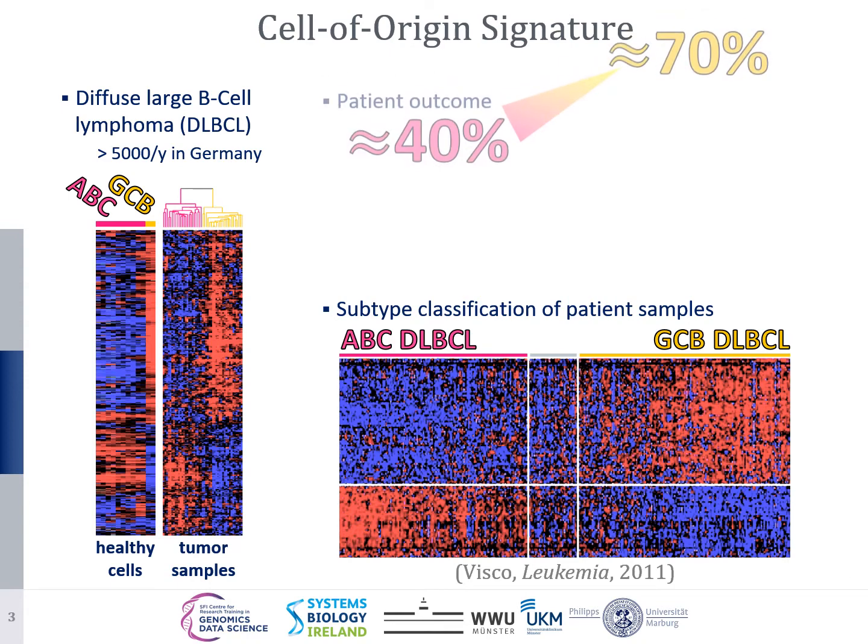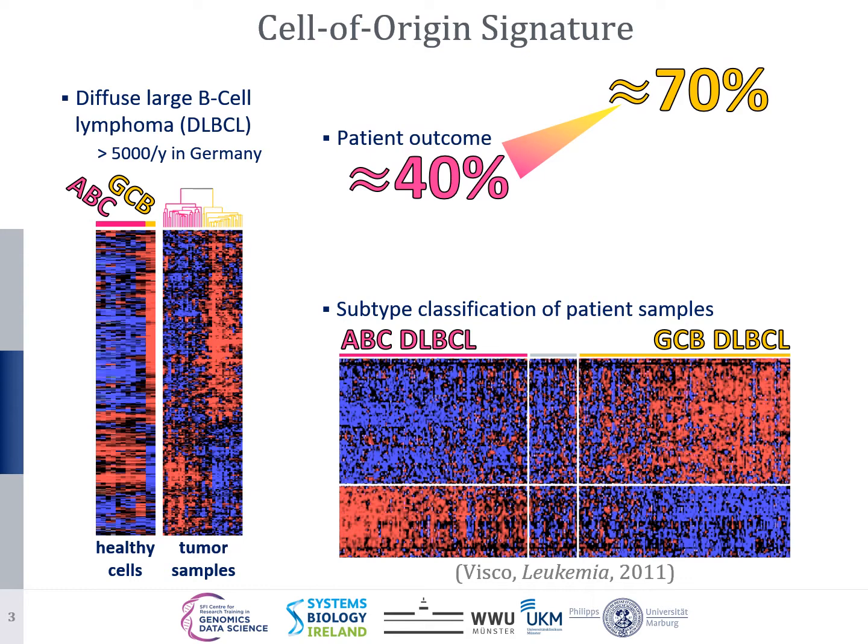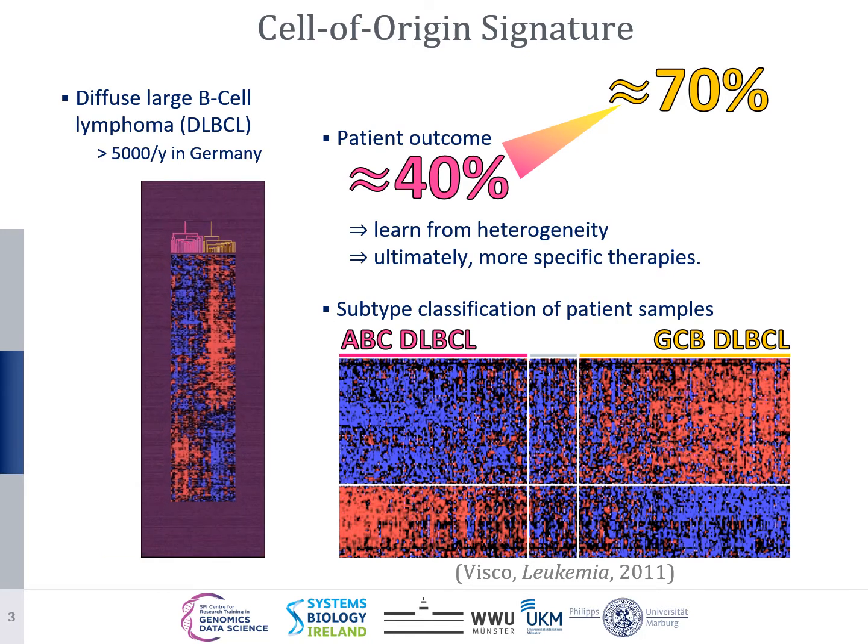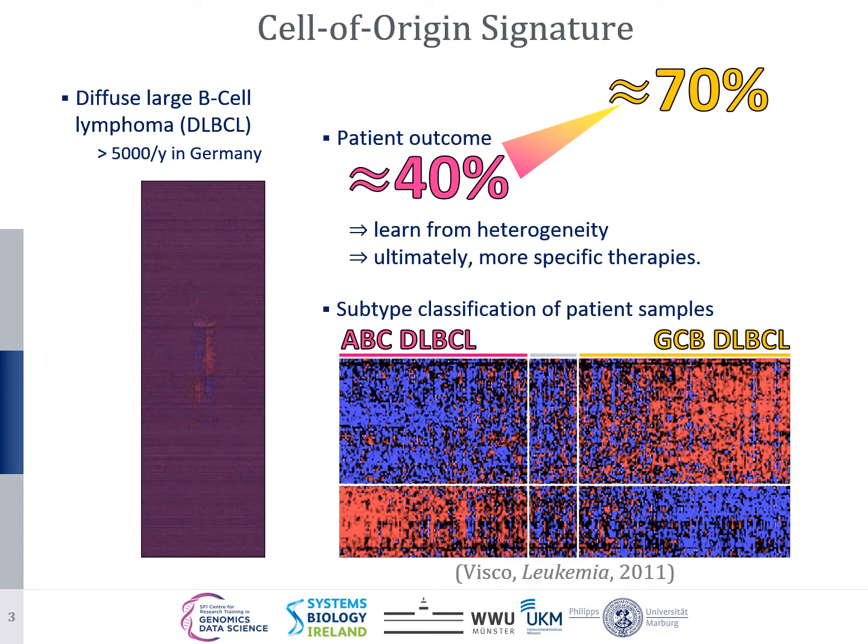And this signature is clinically highly relevant because despite the identical therapy, ABC-like DLBCL patients only have a 5-year survival of around 40%, whereas on the right side, the survival is around 70%. So we can obviously learn from heterogeneities in the transcriptome datasets. And ultimately, we hope that we can use these heterogeneities to develop more specific therapies, because these patients clearly have distinct diseases on a molecular level. But recall, we first have to find such signatures in a huge and also very complex superposed signal.